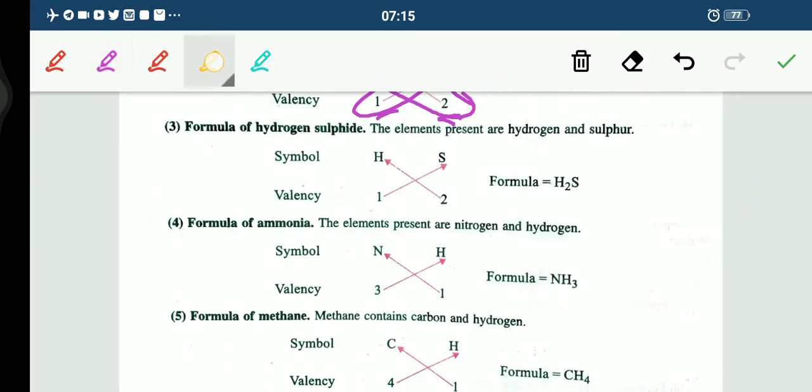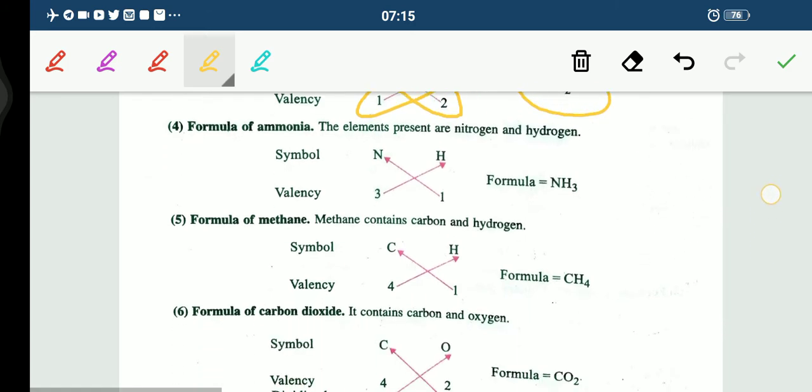Similarly, students, formula of hydrogen sulfide, we can simply do it. The elements that are present are hydrogen and sulfur, and the valency of hydrogen is 1, sulfur it is 2. Crisscross it, H2 and S multiplied with 1, we get S only, that is H2S.